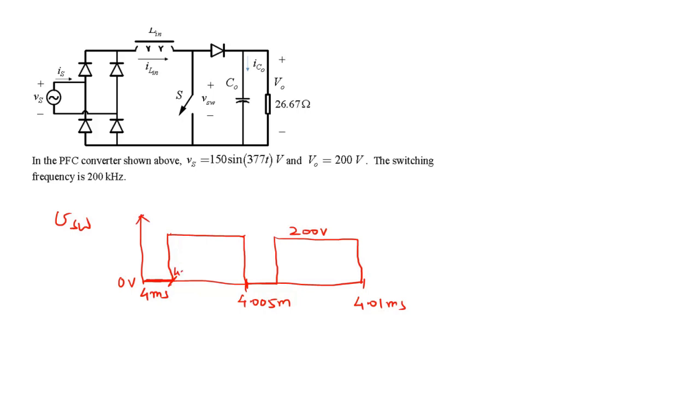Alright, so that's the waveform, and this interval here is 4.001257 milliseconds, which is nothing but 4 milliseconds plus DTS. Okay, so that completes problem 3.